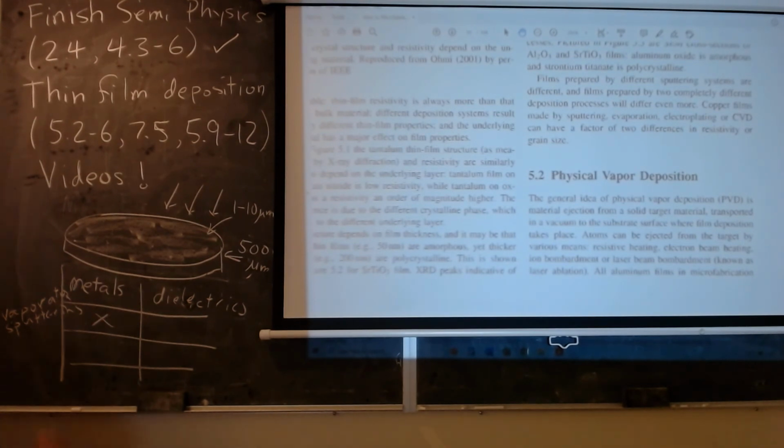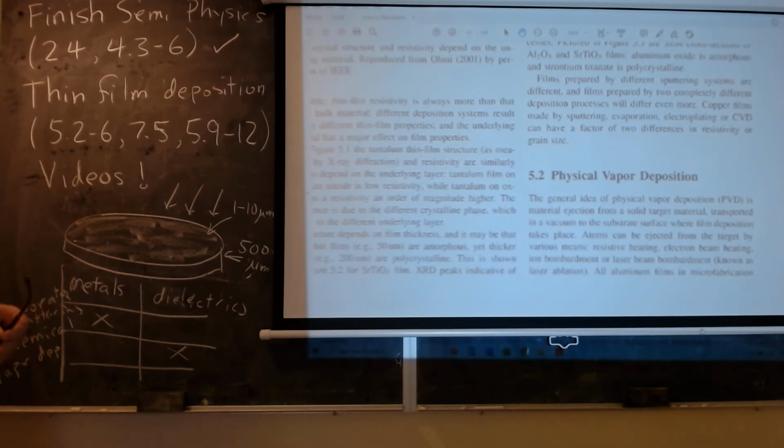Now then there's chemical vapor deposition. And dielectrics tend to be done that way. So that's the most general way of categorizing thin film depositions: there's metals and dielectrics, and metals tend to be done by physical vapor deposition, and dielectrics tend to be done by chemical vapor deposition, and we'll get into what that is.